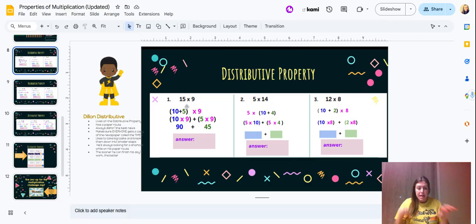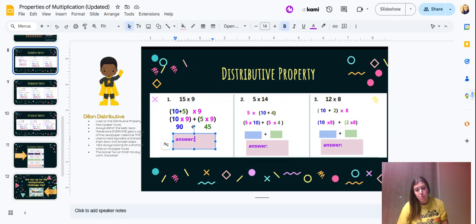Now I took the 15 and I broke it down into 10 and 5. So here's my 10 and my 5. Then I split them into their own problems and I distribute the times 9. You get it times 9, you get it times 9. Okay, so we have 10 times 9, 90. 5 times 9, 45. So your job is to come over here into this answer box and add 90 and 45 and then put your total, okay?